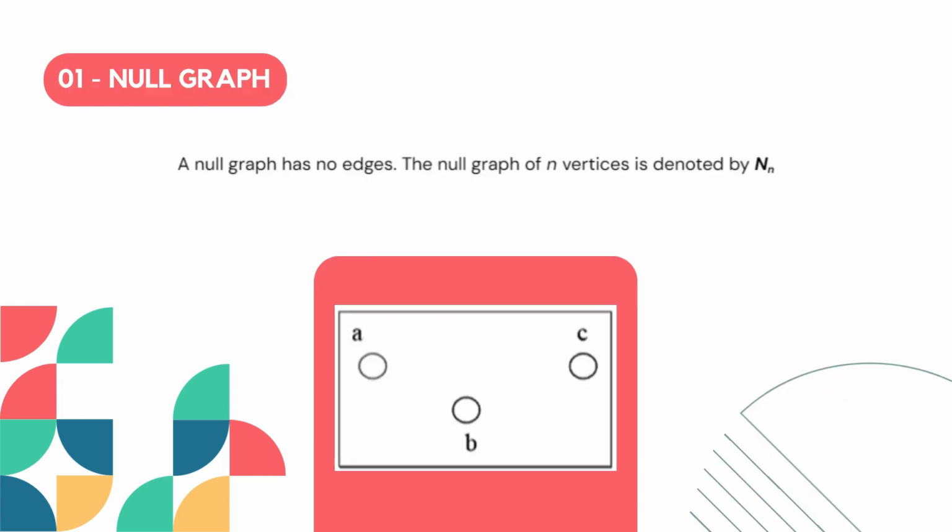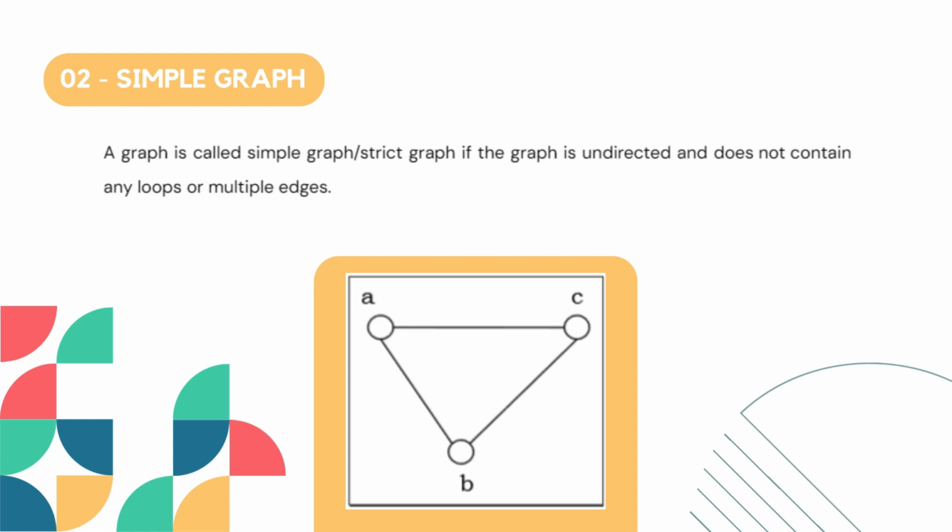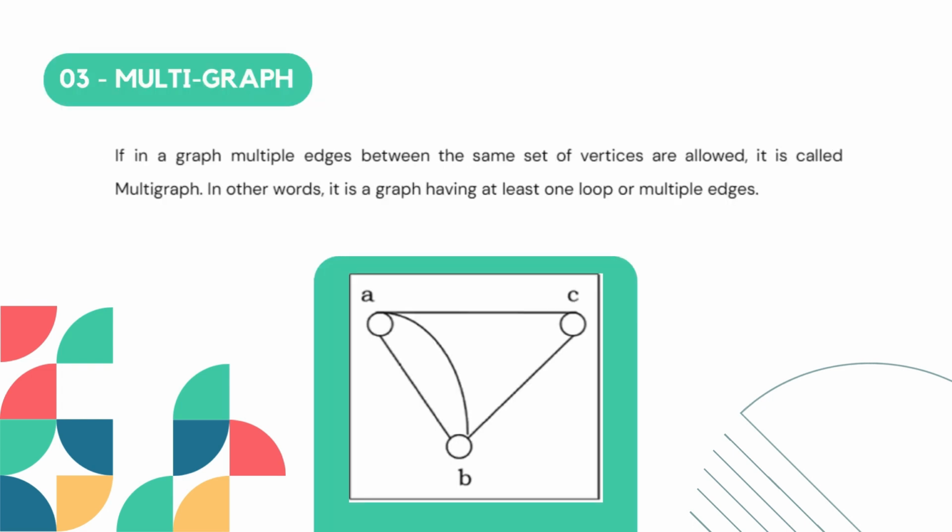First, null graph. A null graph has no edges. The null graph of n vertices is denoted by Nn. The second one, simple graph. A graph is called a simple graph or strict graph if the graph is undirected and does not contain any loops or multiple edges. The third one is multigraph. If in a graph multiple edges between the same set of vertices are allowed, it is called a multigraph. In other words, it is a graph having at least one loop or multiple edges.